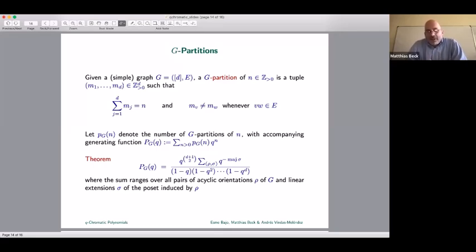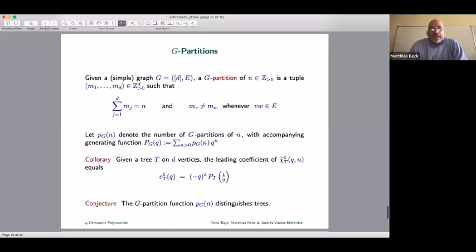So that's maybe not so interesting, but the interesting part to me anyway is how this now fits in with what you saw before. So at least for a tree, you realize that the leading coefficients of our q-chromatic function, again in the special case when the lambda and the linear form is all ones, is basically the generating functions of these G partitions.